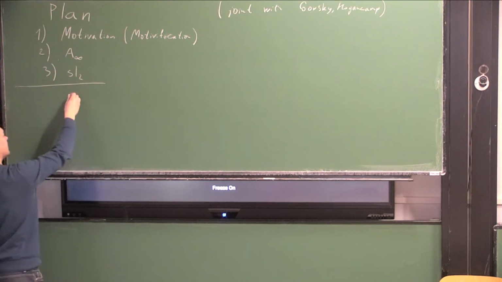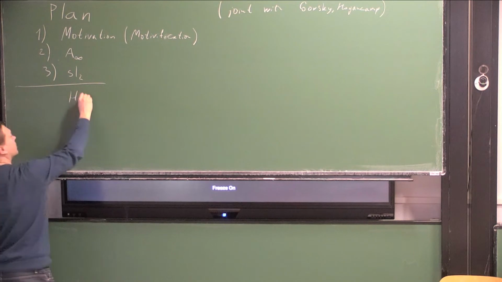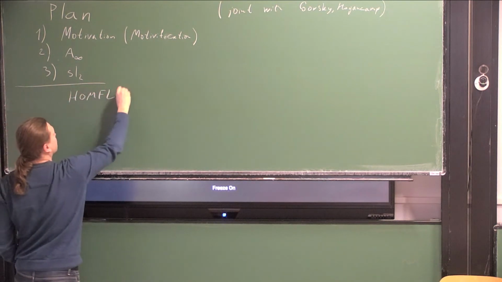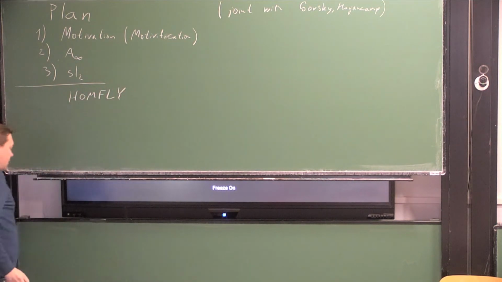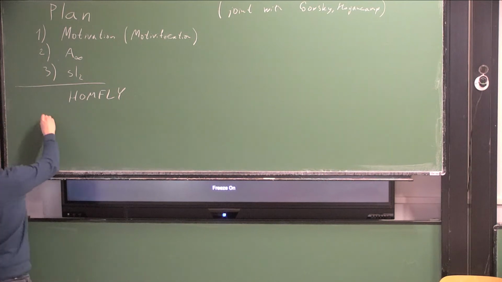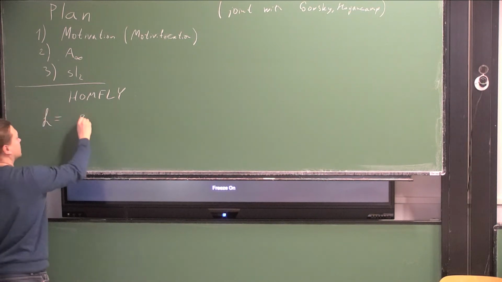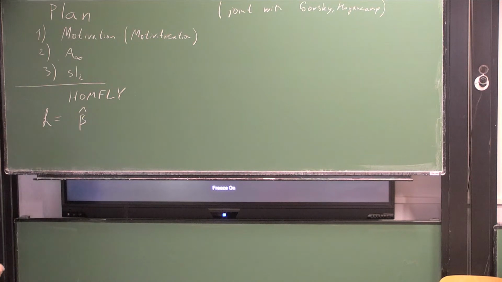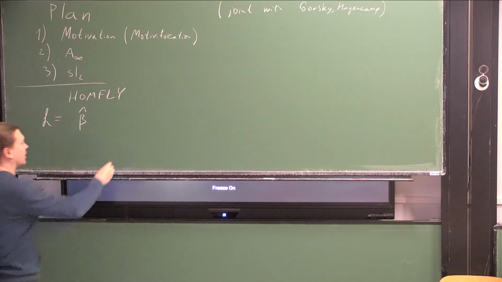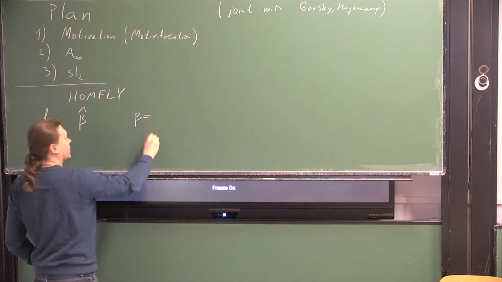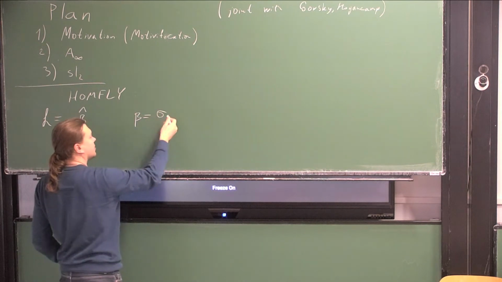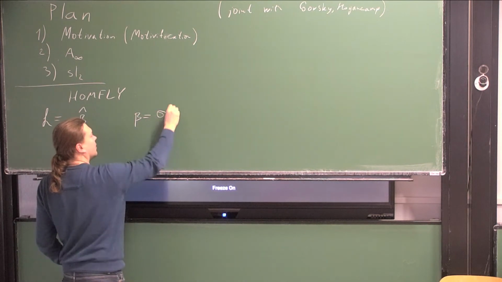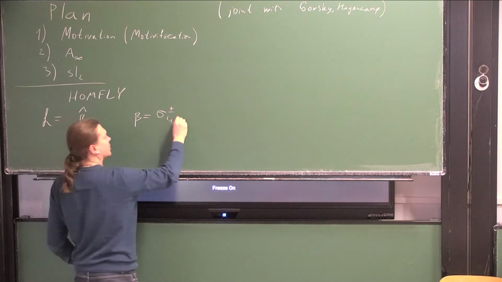Let me start with the construction of the Homfly polynomial. You have a link and you write it as a closed braid, and you write it as a product of some generators, like sigma 1 plus or minus 1.